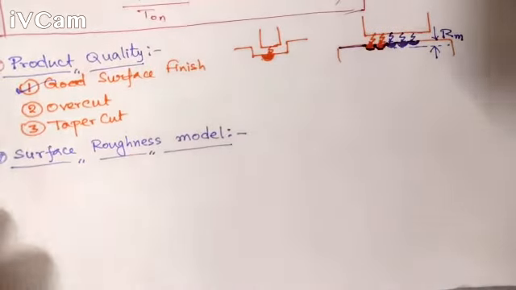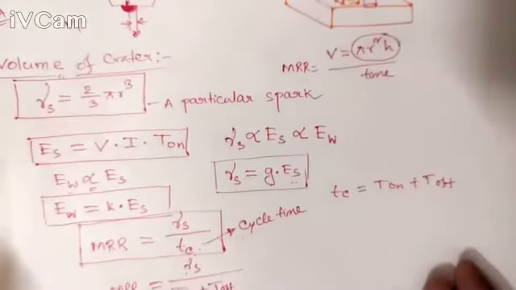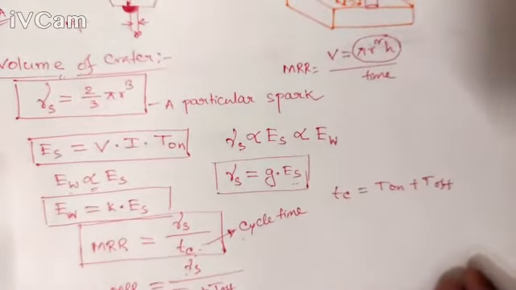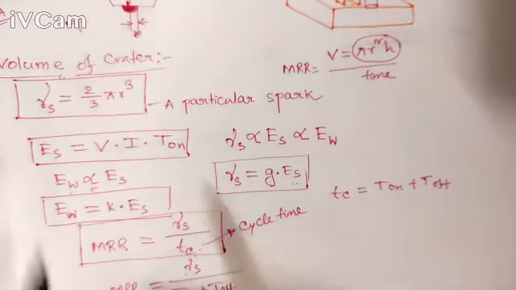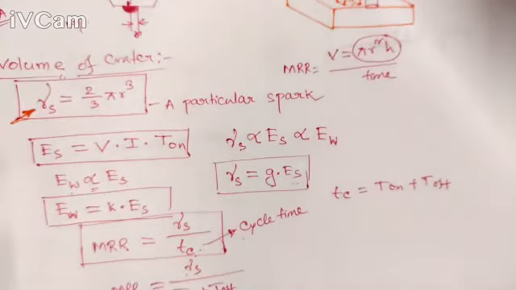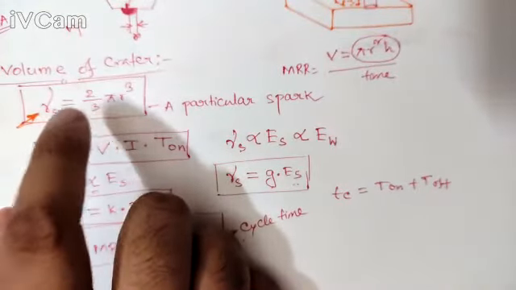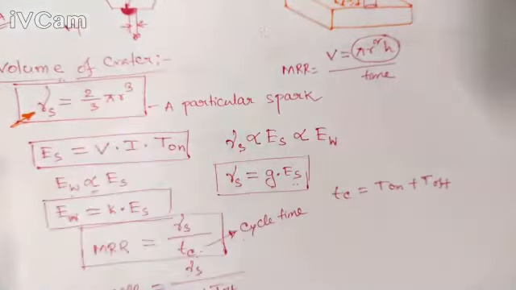So I will show you the previous page. Just go through this. What we have written here is that gamma, the volume of material removed due to a single spark, is equal to 2/3 pi r cube. So from this equation, we can easily find out the value of r.